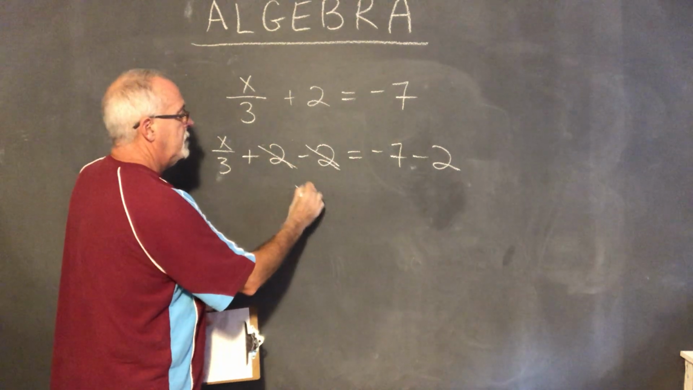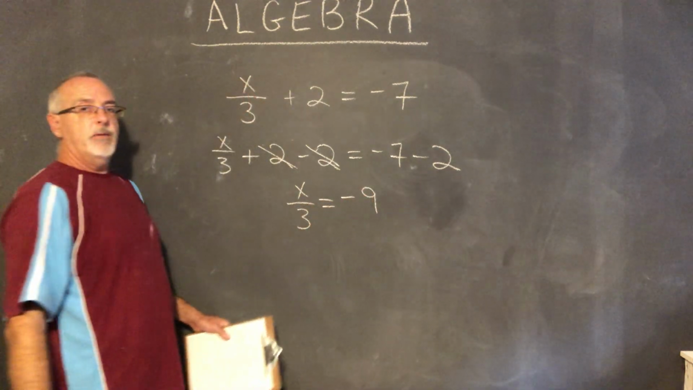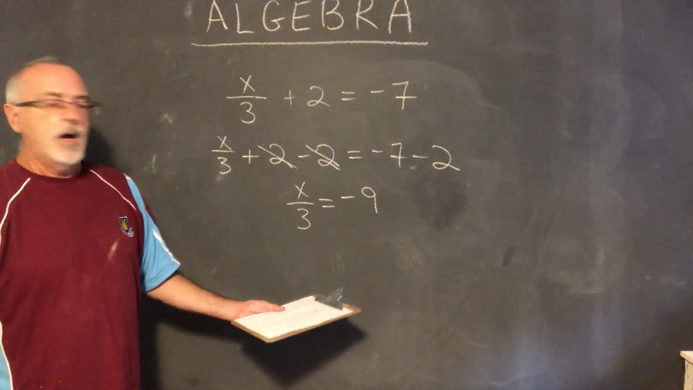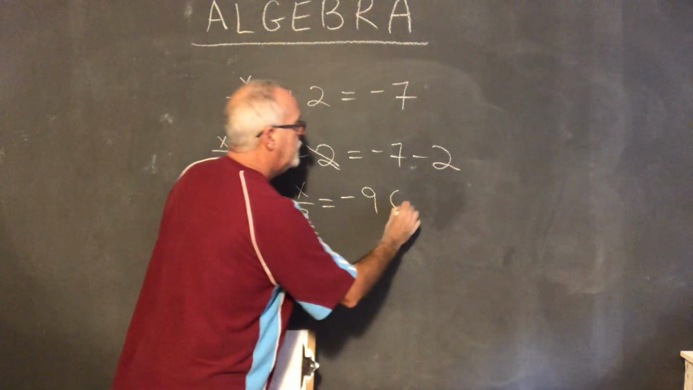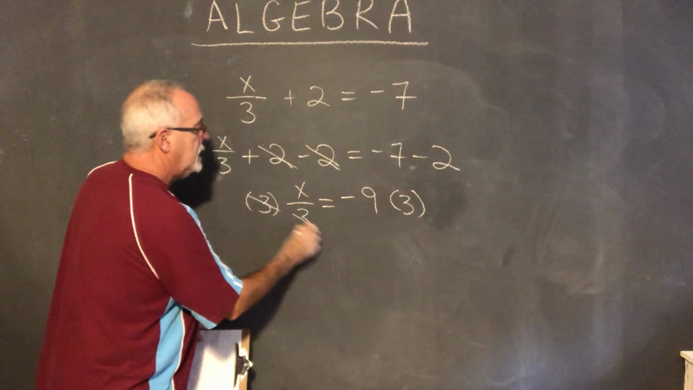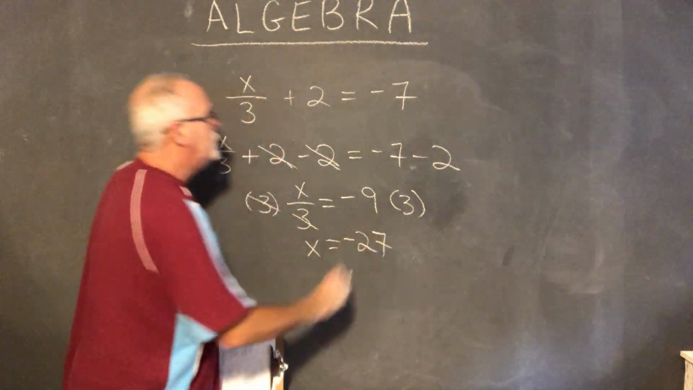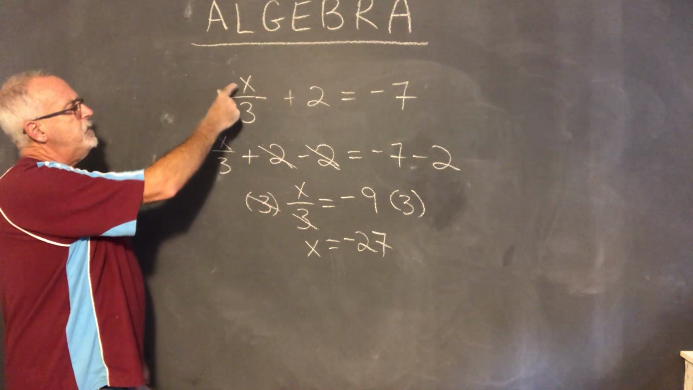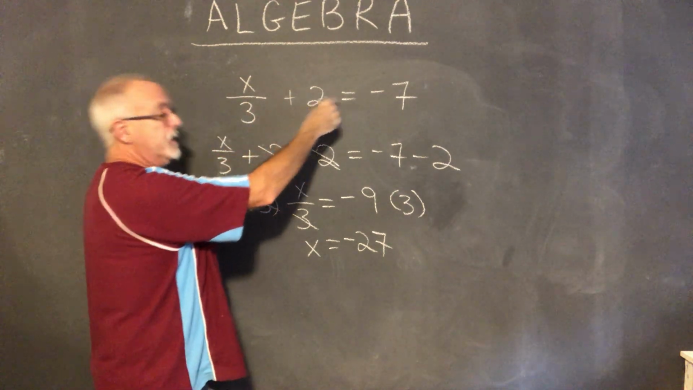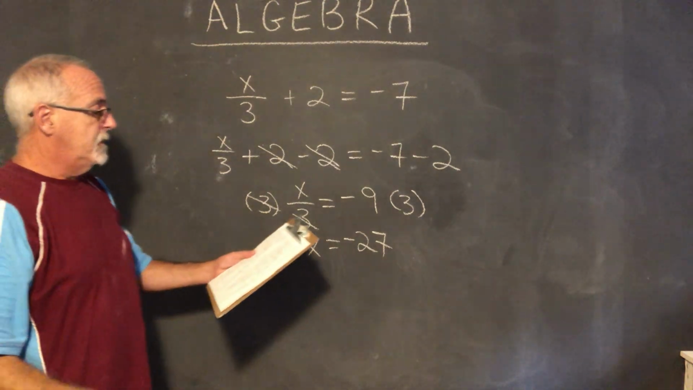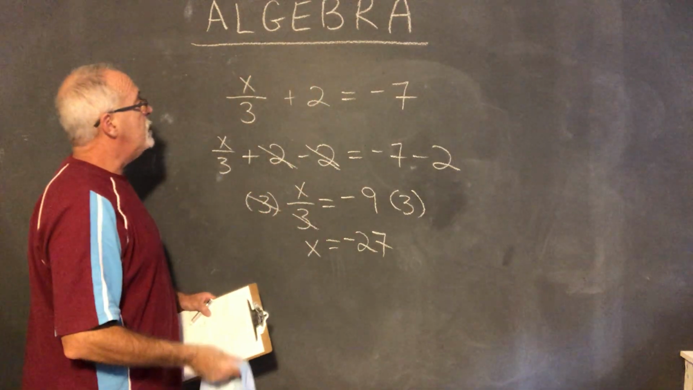These cancel. My x over 3 is isolated. -7 minus 2 is -9. But I'm not finished. My x is being divided by a 3. How do I get rid of that 3? I will multiply by a 3. I will multiply both sides by 3. These cancel. X is alone. -9 times 3 is -27. Let's do a verification. -27 divided by 3, that would give -9. And -9 plus 2 is equal to -7. It verifies. Okay, so these are non-giant fractions, but there are fractions involved.